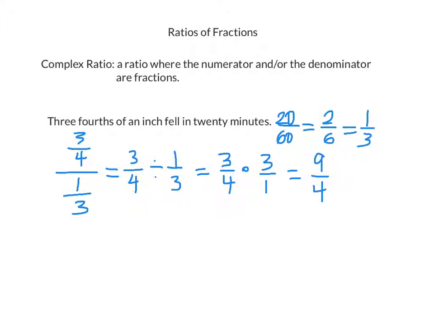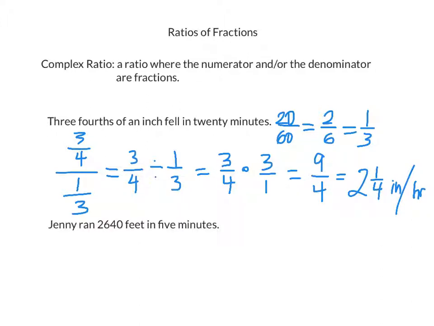And remember that this is inches per hour. And so we can turn that quickly into 2 1/4 inches per hour. And that's our unit rate, 2 1/4 inches per hour. So that's raining pretty heavily.